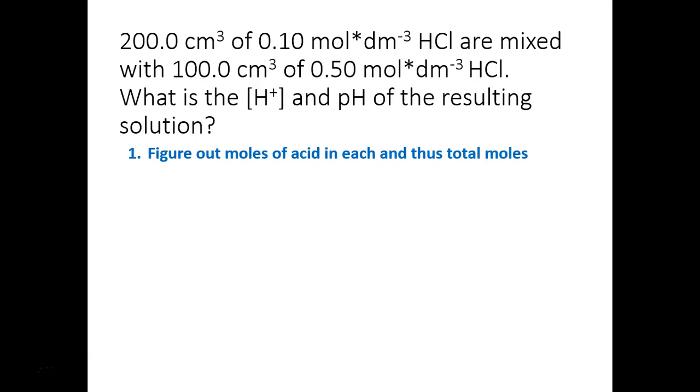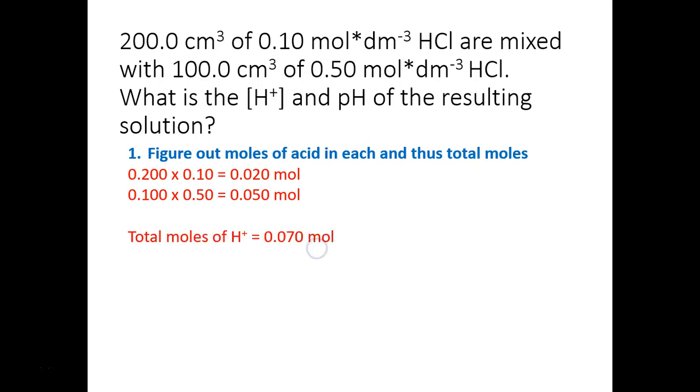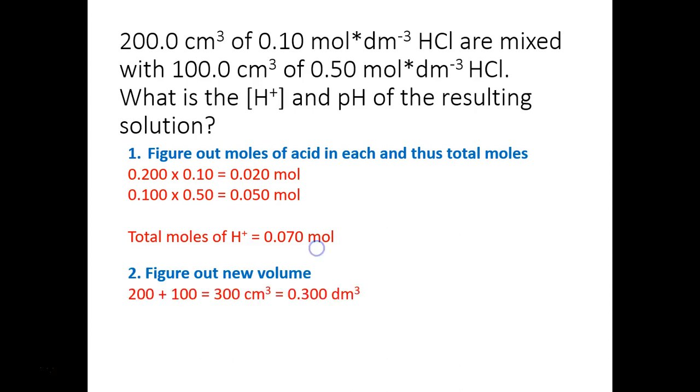If we figure out the number of moles in each acid and then divide by the total volume, we'll get the new concentration. So in the 200 milliliters of 0.1 molar, there'll be 0.02 moles of acid. And in the other solution, we have 100 milliliters of 0.5 molar, so we'll have 0.05 moles of acid. When we add them together, we get the total moles of hydrogen ion will be 0.070 moles. Now we just have to figure out the new volume.